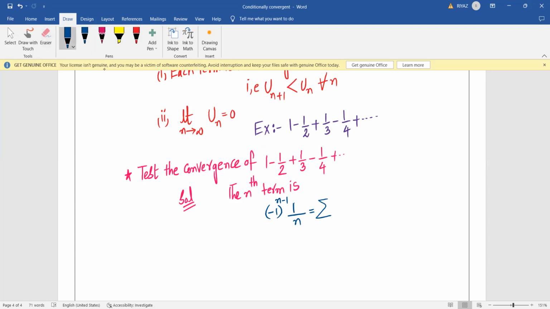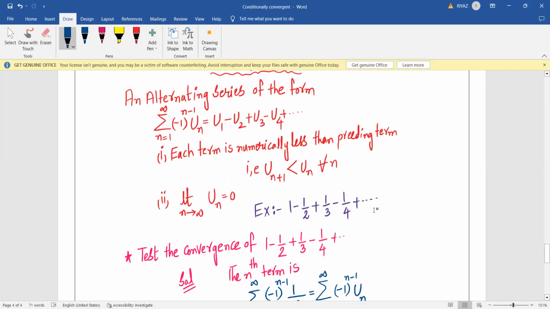This is like that, summation n equals 1 to infinity. Now it is perfect. We are comparing this with the standard form, summation n equals 1 to infinity, (-1)^(n-1) into un. This is the standard form of any alternating series. You can see here also I wrote it. This is the standard form, right?